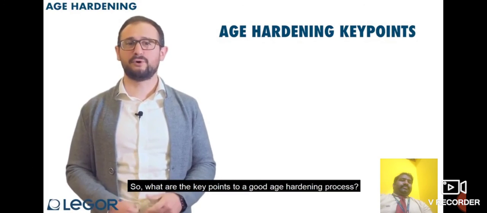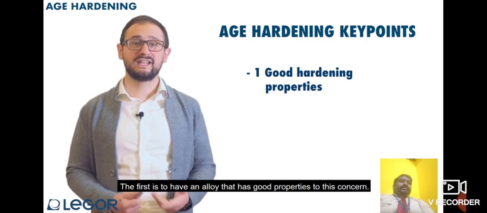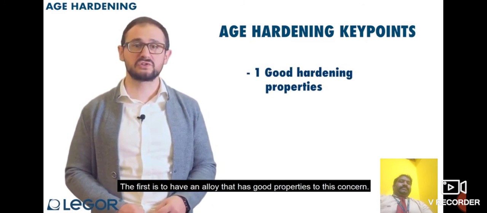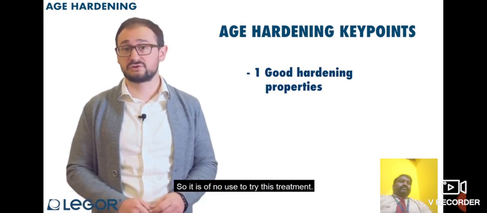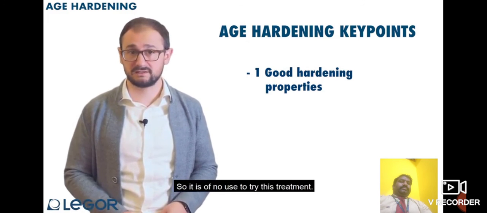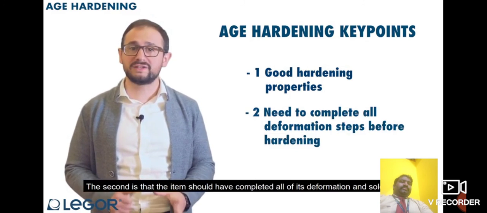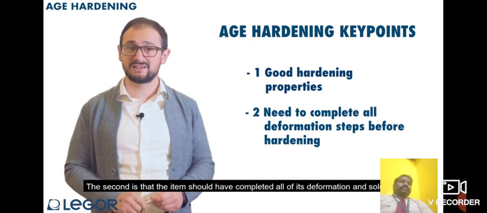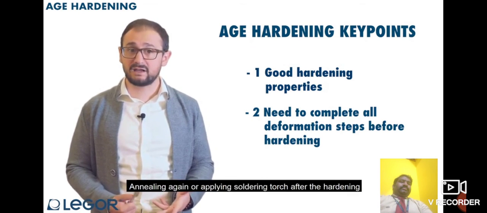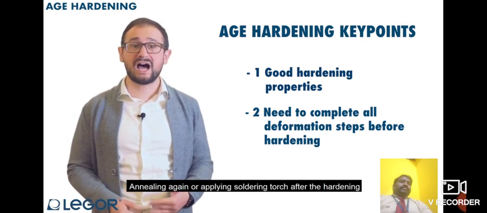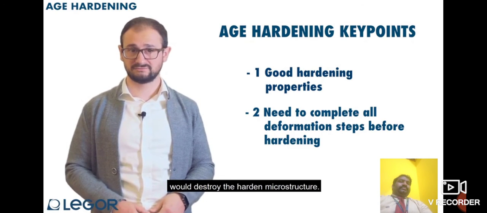So, what are the key points to a good age hardening process? The first is to have an alloy that has good properties in this regard. Some alloys simply won't harden, so it is of no use to try this treatment. The second is that the item should have completed all of its deformation and soldering steps before going into the hardening furnace. Annealing again or applying a soldering torch after the hardening would destroy the hardened microstructure.